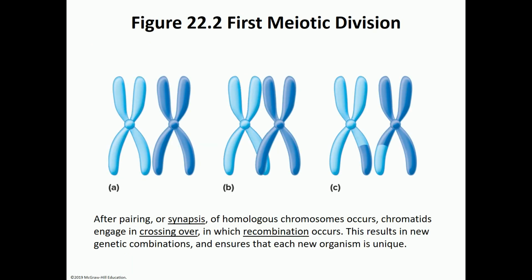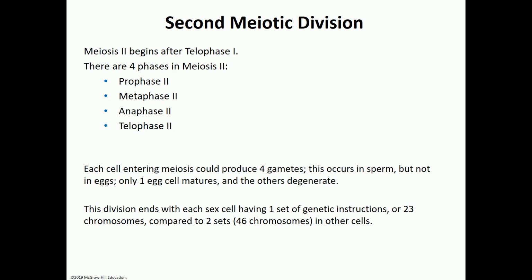We talked about the first meiotic division. Now, the second meiotic division begins right after telophase 1, and you have the exact same 4 phases in the exact same order. We just call them prophase 2, metaphase 2, anaphase 2, and telophase 2. Now at the end of telophase 2, we would have 4 gametes, or 4 cells, and each cell has 23 chromosomes, 1 chromatid each.